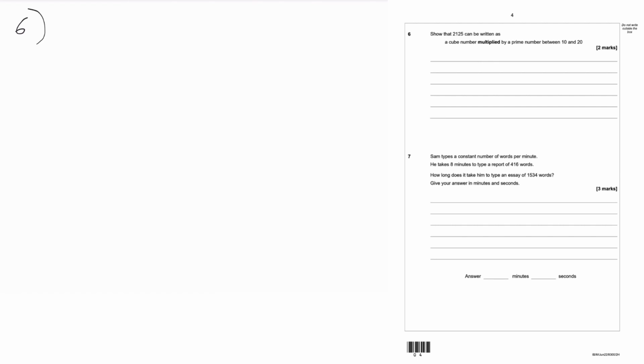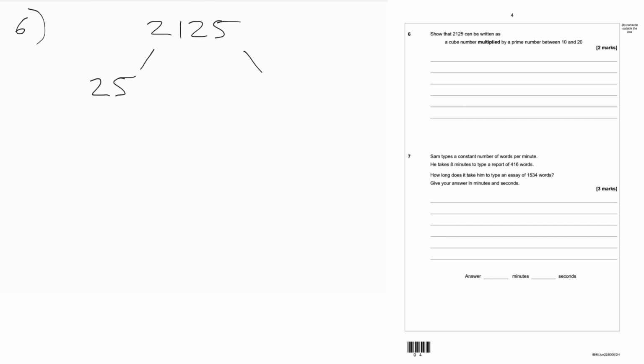So moving on to question 6, we want to show that 2,125 can be written as a cube number multiplied by a prime number between 10 and 20. So I'm thinking here, what we want to do is draw out a factor tree. So I'm going to start with a value that I know goes into 2,125, and that is 25.